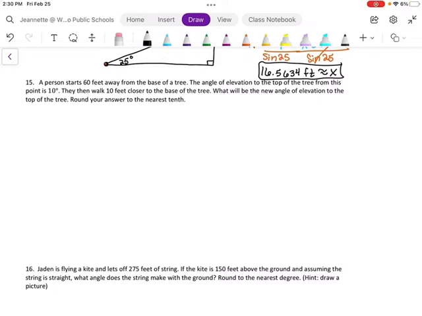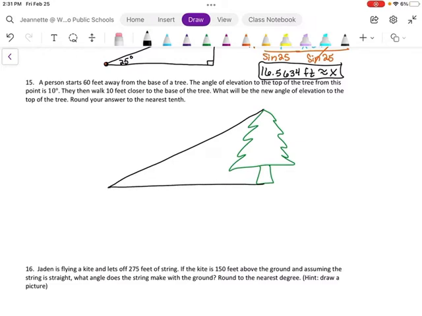Okay, we just have 2 more problems to go through. The next one says a person starts 60 feet away from the base of a tree. And you probably already have a triangle started on your paper. Mine isn't here, so I'm starting from scratch. So from the base of this tree, I know I have a right triangle. The person is 60 feet away from it.